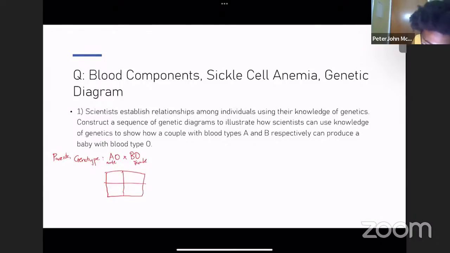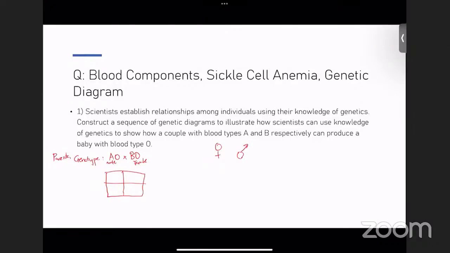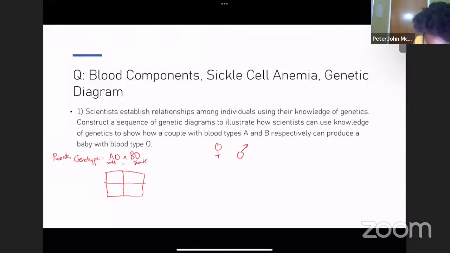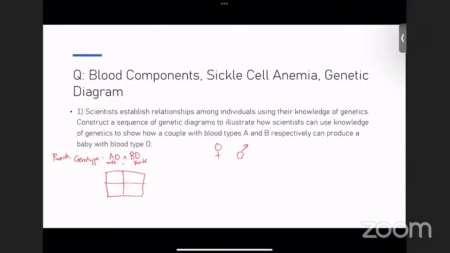So what's the symbol for male? All right, I'm gonna draw two symbols. Which one is male and which one is female? The first one is female, the arrow one is male. Good. So if this is male, which one goes on the top, male or female? The male, since the male is AO.